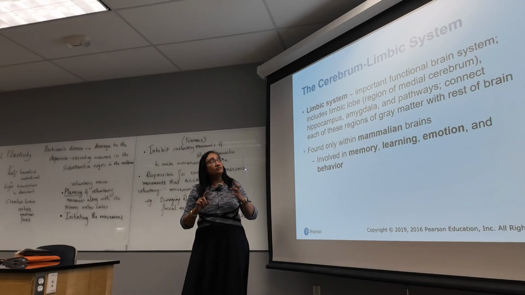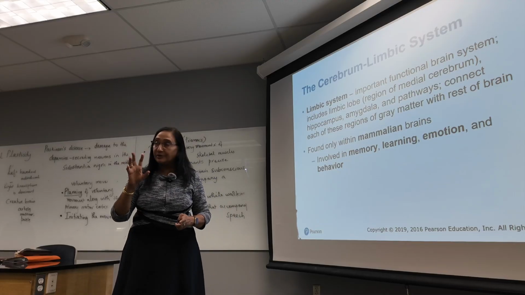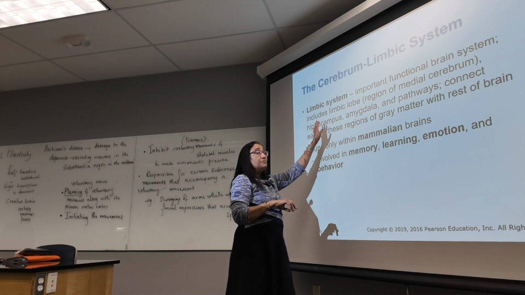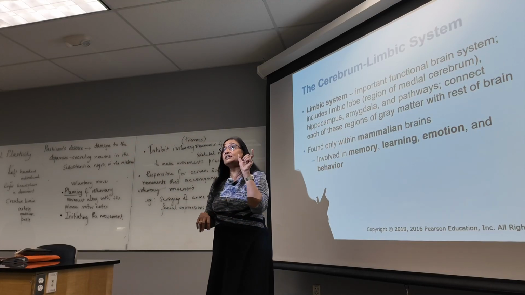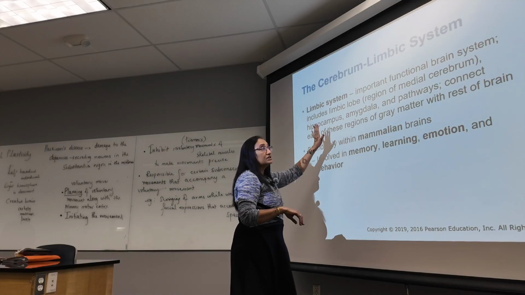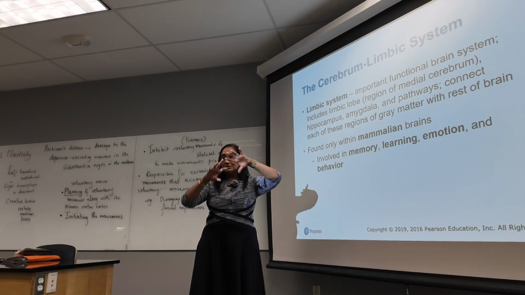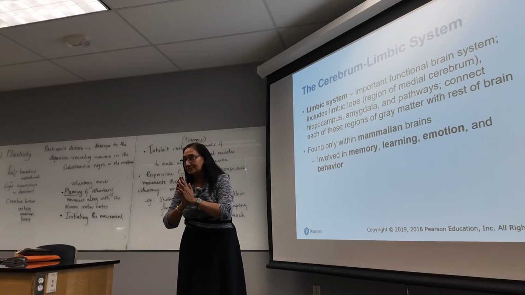So one of them is what is called the limbic system, which is there in the cerebrum. The limbic system is otherwise known as the emotional brain. Okay, this is called the emotional brain. So there are many parts of the cerebrum that form the limbic system.